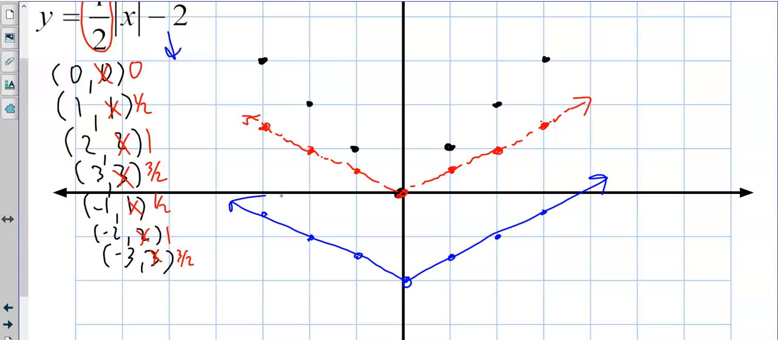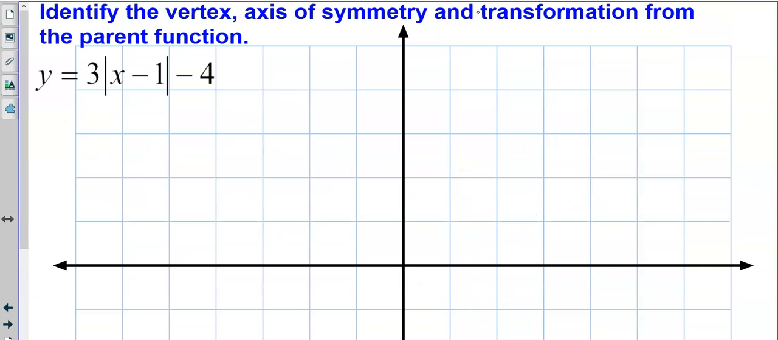If you want to identify the vertex, that would be at (0, -2). The axis of symmetry is a vertical line, so you know it's an x equals line. It's x equals 0. And you describe the transformations as a vertical stretch, and you move down 2. Hopefully you're getting the hang of this.